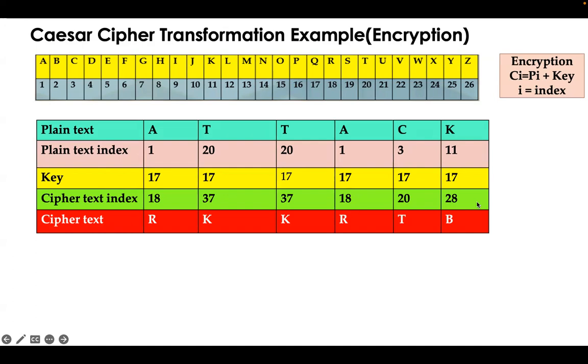So, now how can we get our ciphertext from this ciphertext index? For ciphertext index 18, we look at index 18 and find the letter R. So we write down our ciphertext R for the ciphertext index 18.